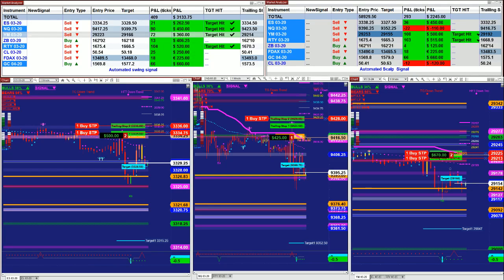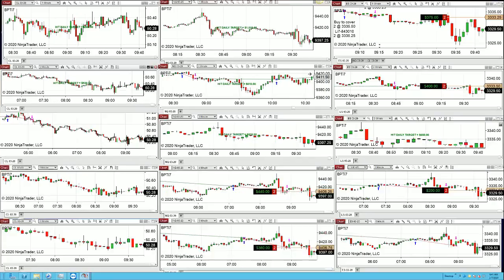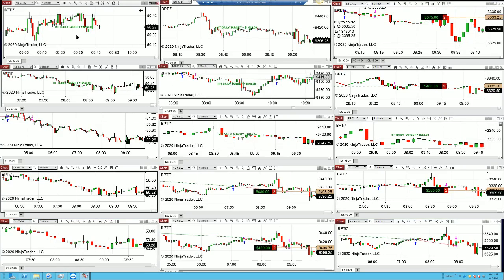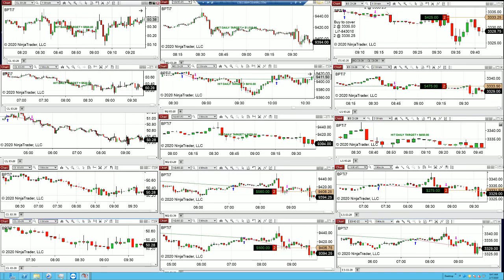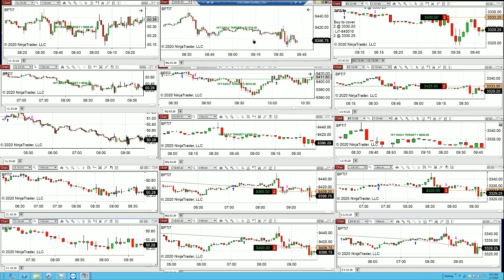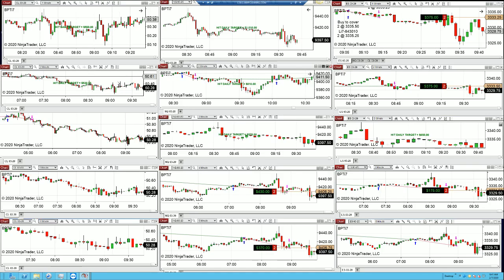And on the I7, we have the 1 minute on the CL already hit the target, 560. The first line here is the 1 minute, and the Nasdaq hit 1000, and now the ES is on that trade. On the 2 minutes, we have hit the target on the Nasdaq and CL, and we are still in the trade on the ES. ES on the 3 minutes hit the target.